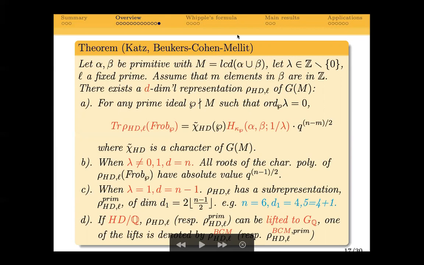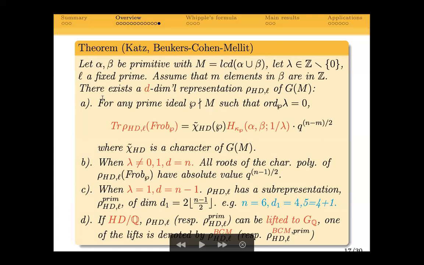So the setting is: you have alpha and beta primitive with the same length. Again, let m be the least common denominator of alpha and beta. Fix lambda, which is a nonzero integer, and L a fixed prime number. Another assumption we're going to put is that the elements in beta are all integers. So once you have everything on the table, then you can compute.